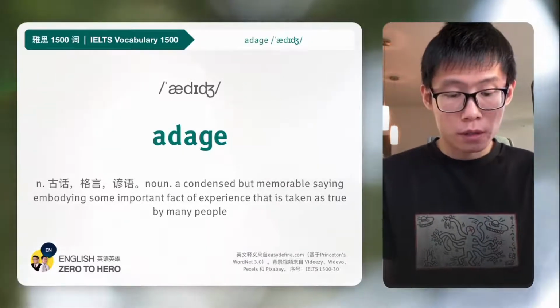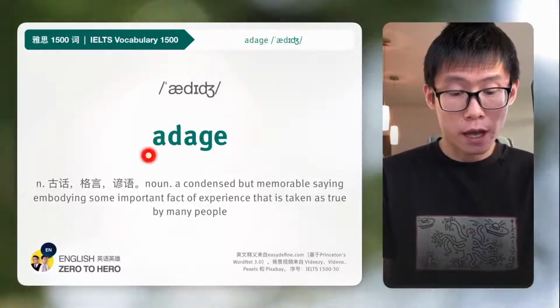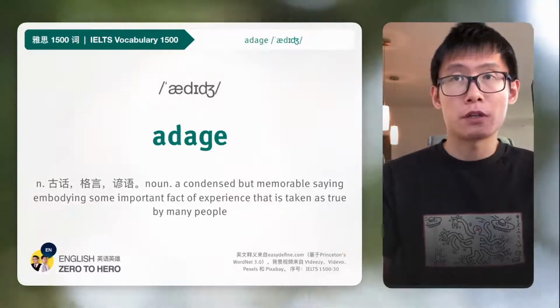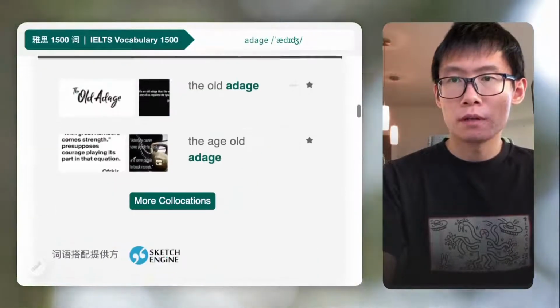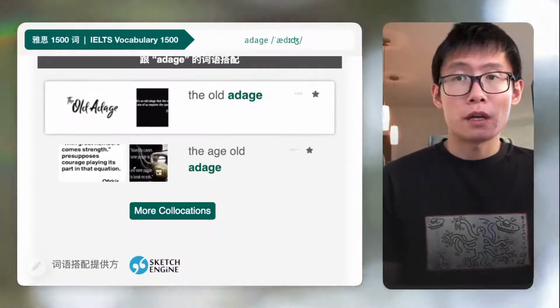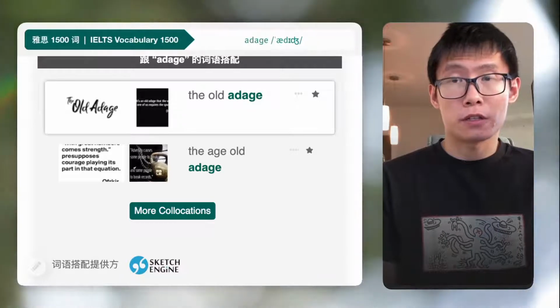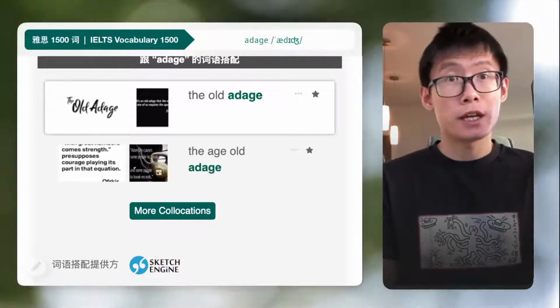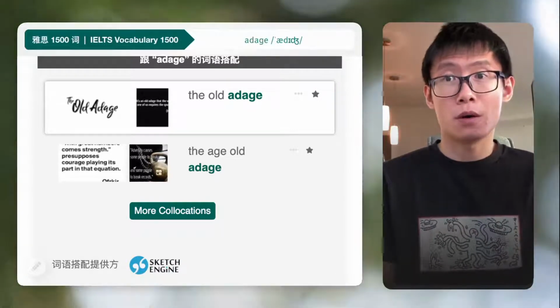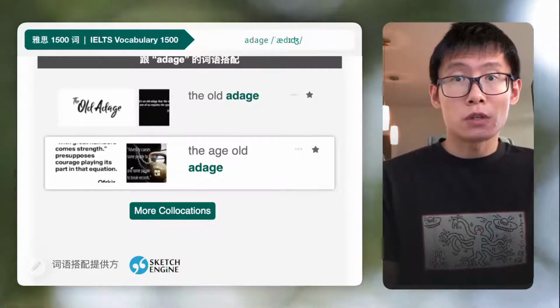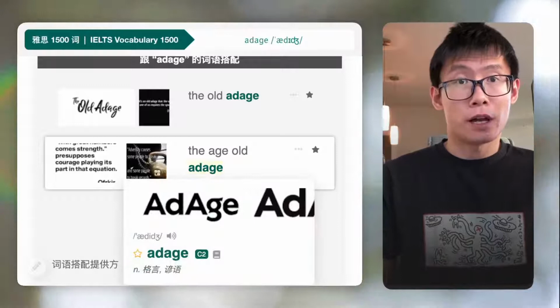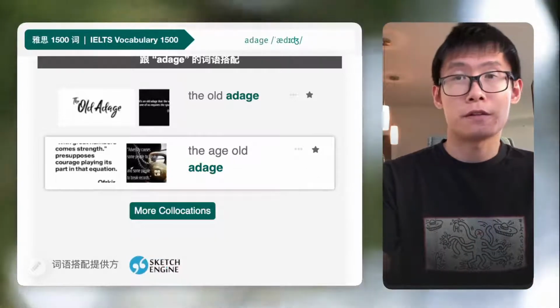The next word is an easy word. That's adage. So let's take a look at adage. For example, we can say an old adage. For example, money can buy happiness. That's an old adage. The age-old adage. That's a very old adage. I can't think of any examples.